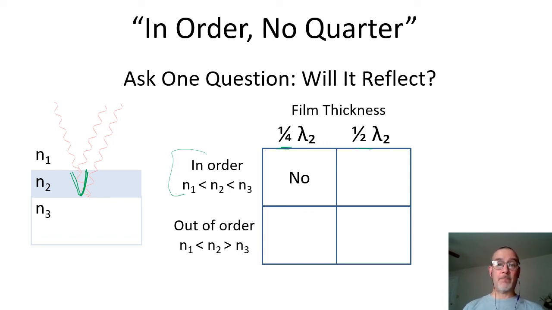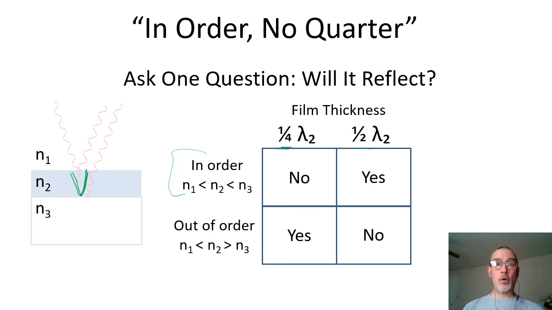It'll all transmit. And then if it is a half wavelength, then yes, it will reflect, because I would be off by a half wavelength again when I double it by the film thickness. So if it's a quarter wavelength, it will not. If it's a half wavelength, it will. However, if I'm out of order and a quarter wavelength thickness, then it will reflect. And if I'm out of order and it's a half wavelength thickness, then it will not reflect.